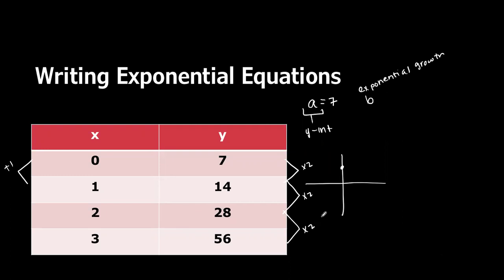Now, what if I did not know that in my head? How could I figure out what it was multiplying by? I could divide. I could do 56 divided by 28, and that would give me 2. I could do 28 divided by 14, and that would give me 2. I could do 14 divided by 7, and that would give me 2. To figure out what it was multiplying by, I can go backwards by dividing.